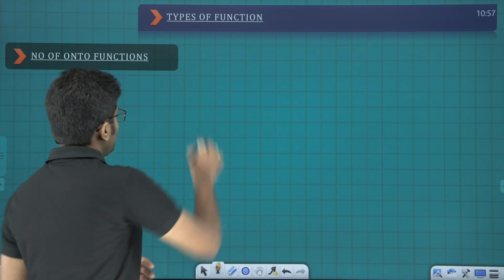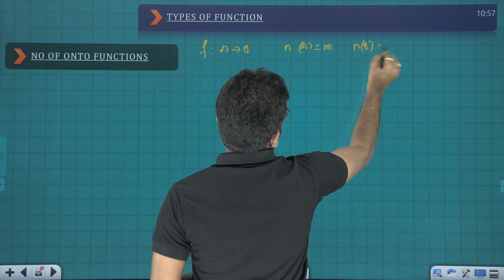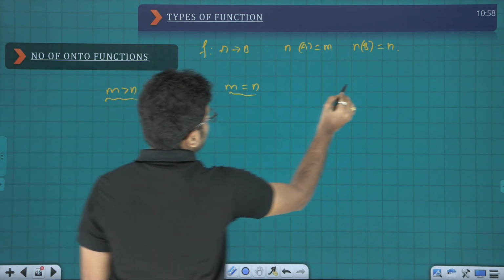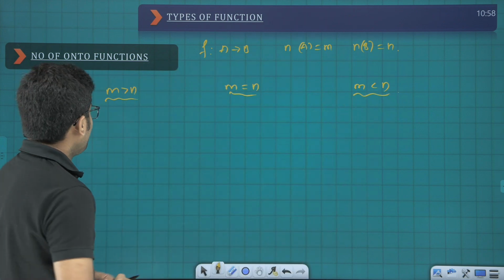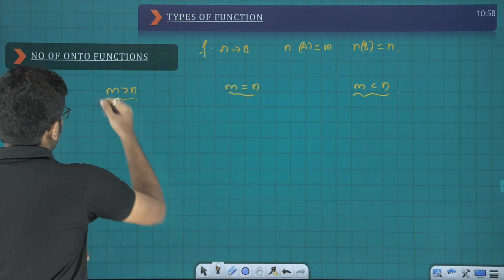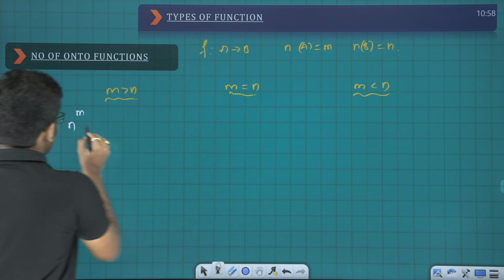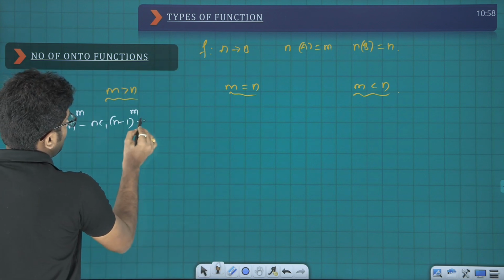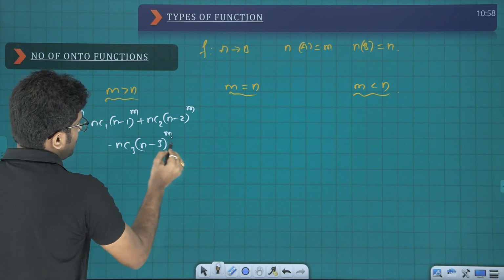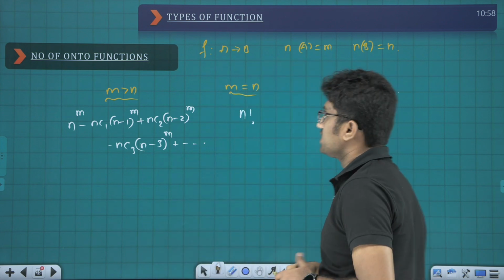Next, number of onto functions. Same story. Function f is mapping from A to B such that n of A is equal to m and n of B is equal to n. Then the number of onto functions in three cases: m greater than n, m equals n, m less than n. If m is greater than n, we do it by using the principle of inclusion and exclusion. I proved it in class. I am writing just the formula. The number of onto functions will be n power m minus nC1 into (n minus 1) power m plus nC2 into (n minus 2) power m minus nC3 into (n minus 3) power m and so on, where m is the number of elements in A and n is the number of elements in B. If m equals n, it will be n factorial. If m is less than n, it will be 0 only.